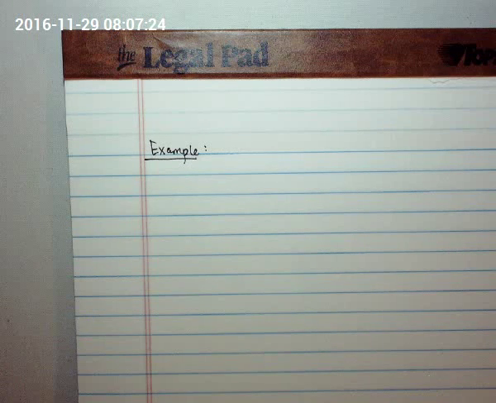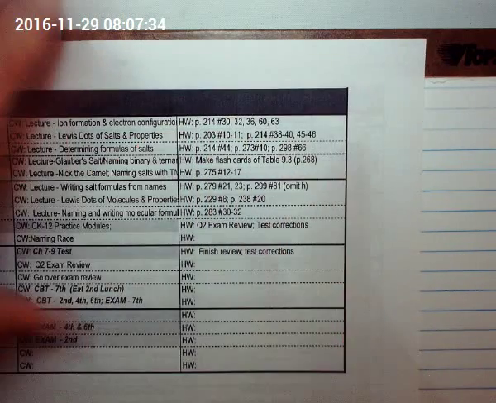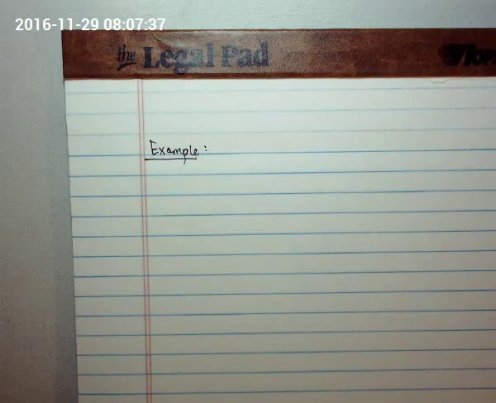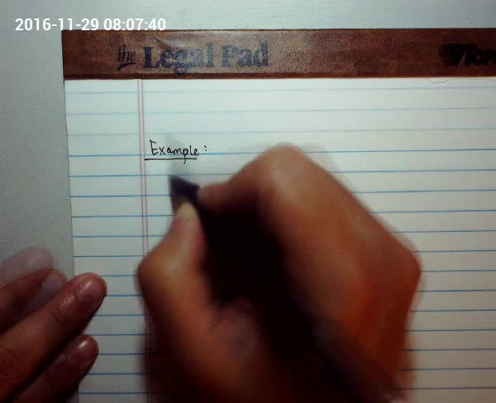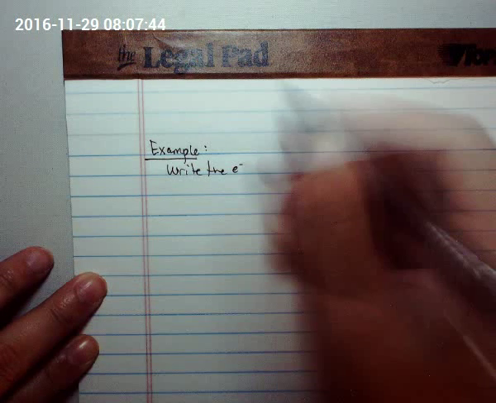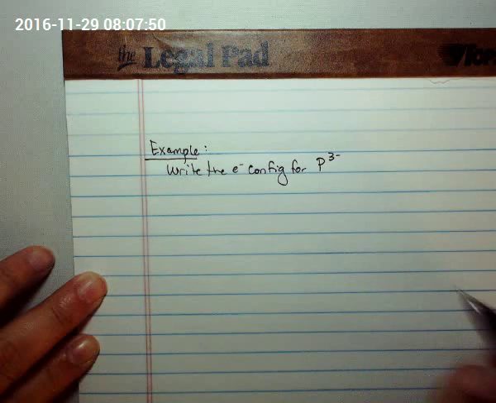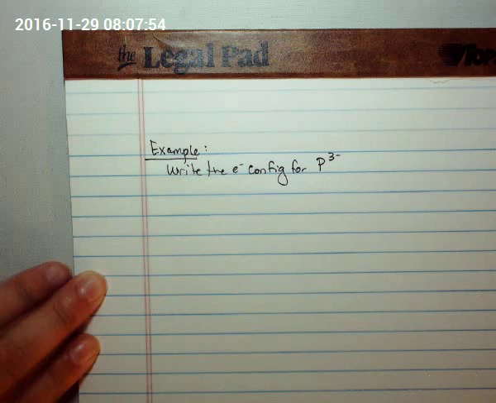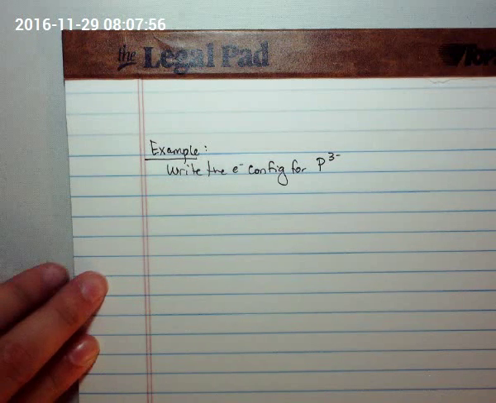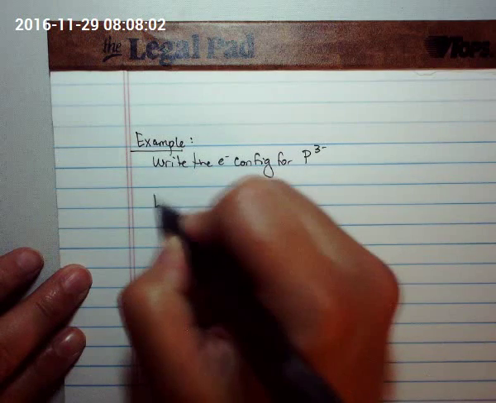So this is a little bit like the questions that you have to do on that first page that's assigned for homework tonight, which is page 214, right? So the first thing that you're going to have to do on page 214 is do questions 30, 32, 36, 60, 63. They're kind of like this, all right? And so what I'm going to ask you to do is to write the electron configuration for, let's say, P3 minus. Okay? I'm going to show you two ways of doing it. I'm going to show you the long-winded way and then the cheap way. All right? So let's start with the long-winded way.